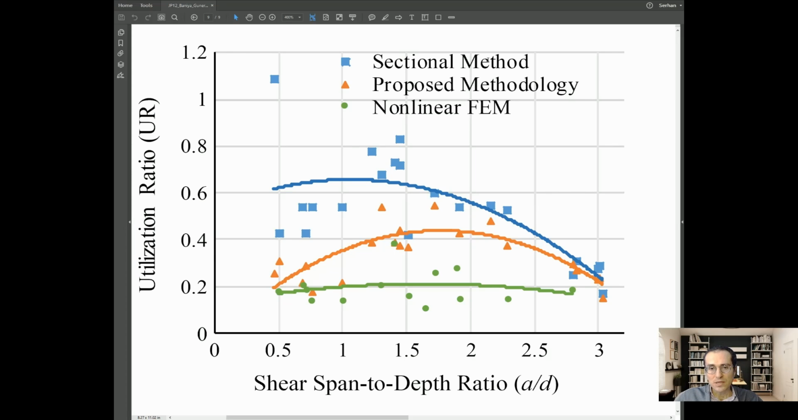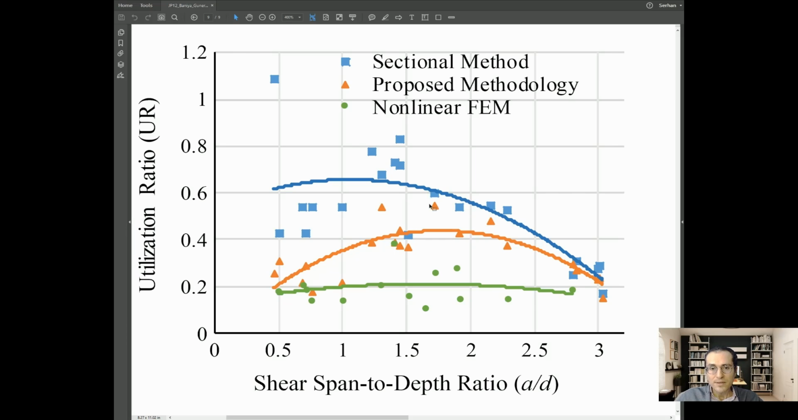If you look at sectional method compared with the strut-and-tie method, so the proposed methodology is a strut-and-tie method, which we proposed in this paper, utilization ratios significantly diverge after 2.5. So shear span to depth ratio smaller than 2.5, divergence start. Larger than 2.5, you can see they really merge to each other. There is no significant difference in between. 2 and 2.5, you can consider this as a transition zone, but any ratio less than 2, there is going to be significant discrepancy in terms of your calculations.